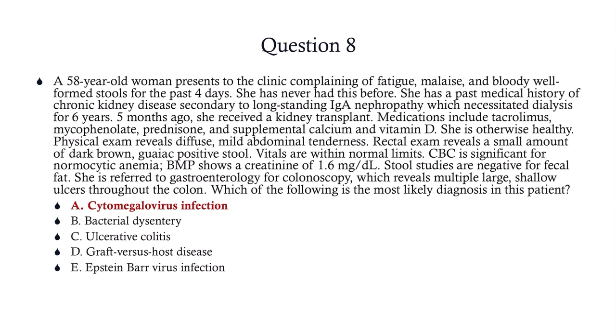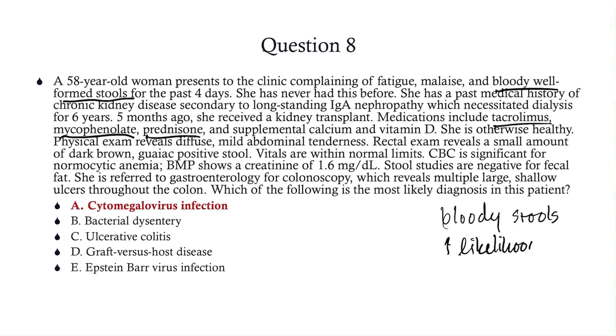Now, what are her chief problems? Well, yeah, fatigue, malaise, but this bloody, well-formed stools. So she's got bloody stools, indicating possible ulceration or inflammation of the colon. And she's on a number of drugs that are immunosuppressive: tacrolimus, mycophenolate, and prednisone. All three of those are going to impair your immune system. So what do we expect then? Increased likelihood of infections. So you need to be thinking that.